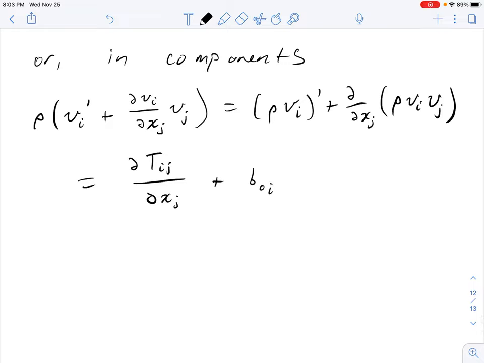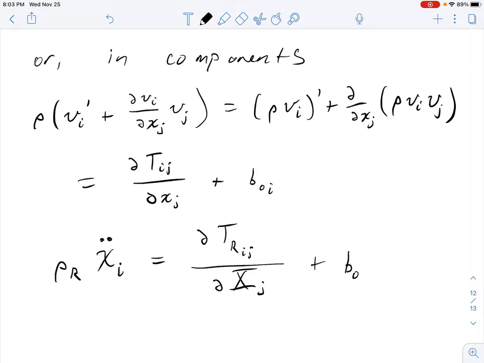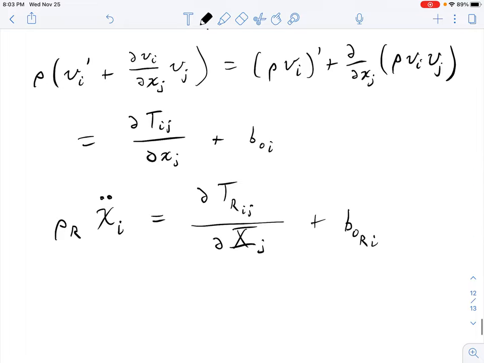And the referential counterpart is, let me put that R back in my notes there. There we go. Rho R chi i double dot is equal to the partial derivative of the first Piola-Kirchhoff stress R i j with respect to x, the reference configuration coordinate j, plus b naught in the reference configuration i.